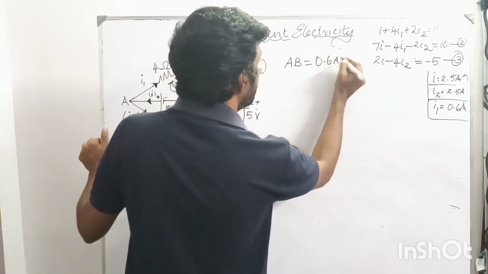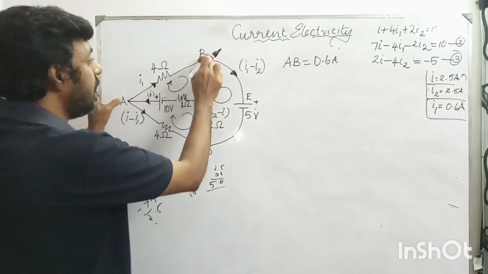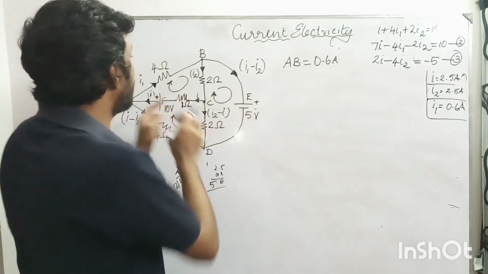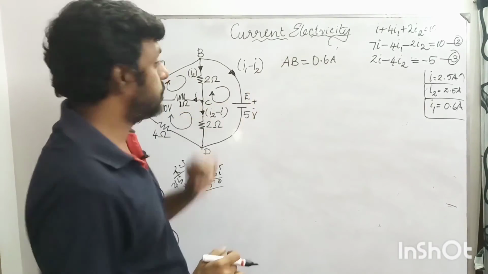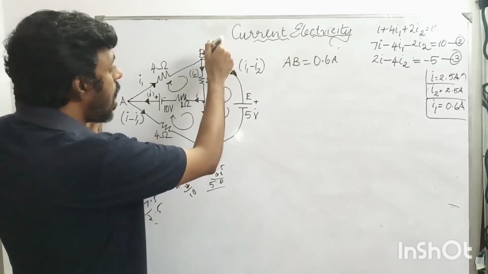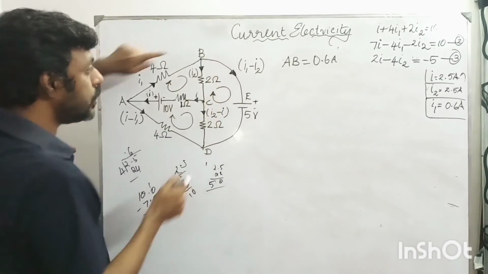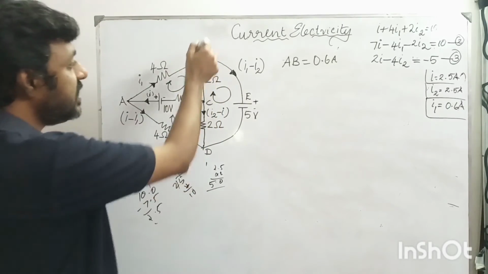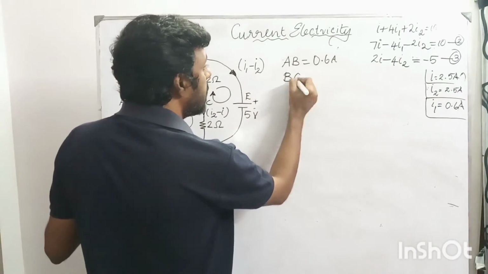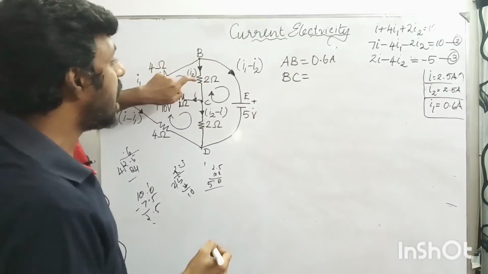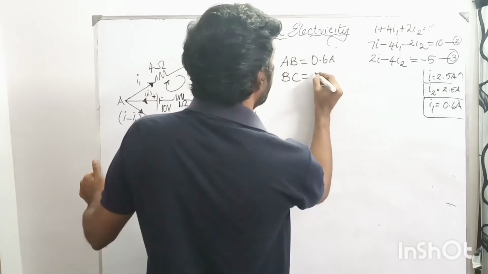I1 is nothing but 0.6 ampere. So for this branch AB, the value of the current that is flowing through the branch AB is nothing but 0.6 amperes. Next, how about the value of the current that is flowing through the branch BC? The value of the current that is flowing through BC is nothing but I2, and the value of I2 is 2.5 amperes.